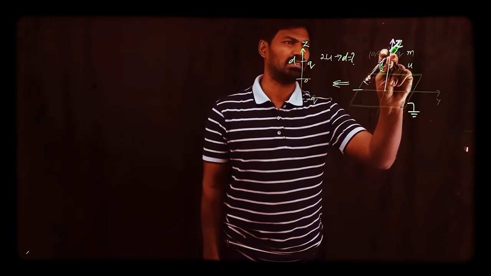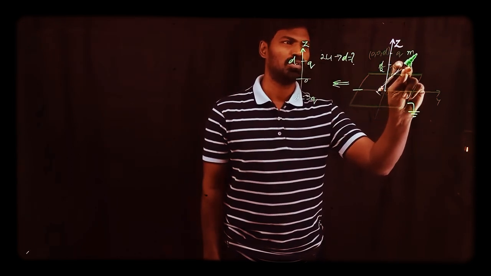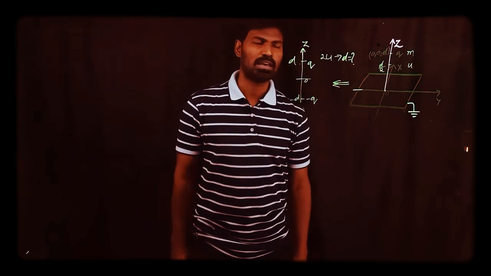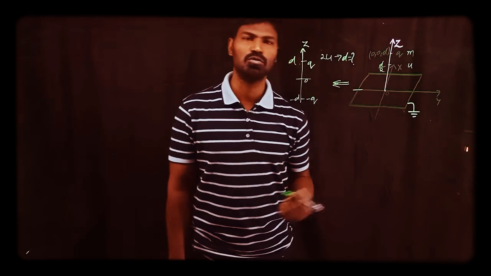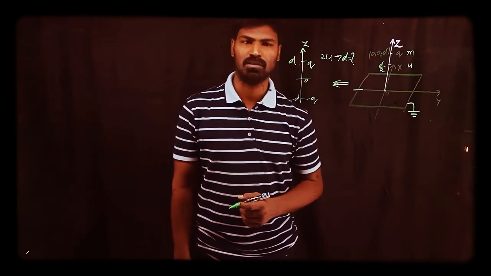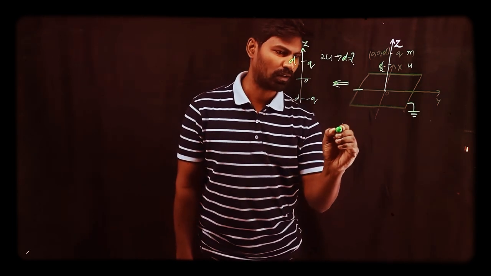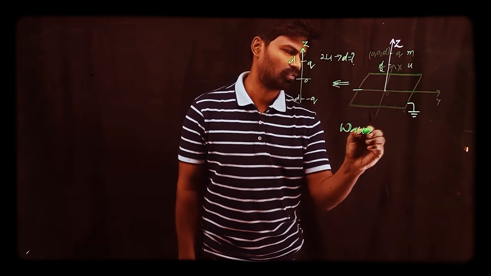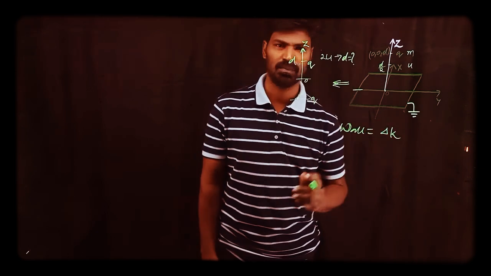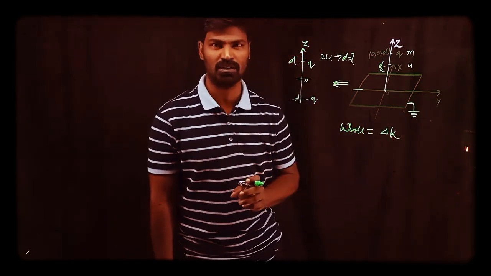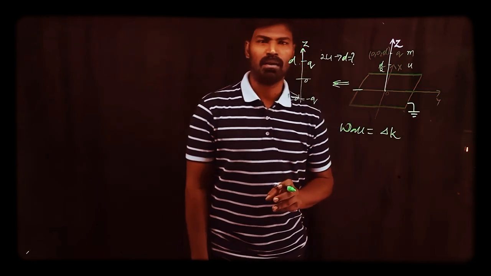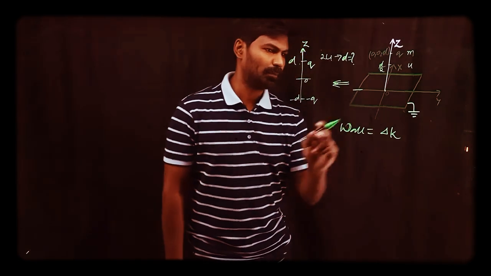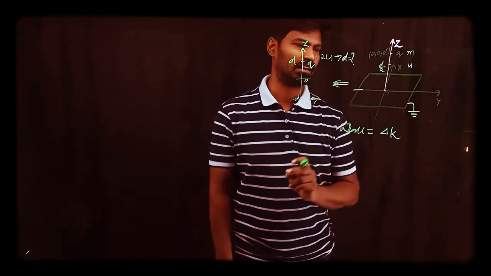The question is, when it is at a distance d by 2, if its speed is u, what should be its distance when its speed is 2u? To calculate this, I'm going to use the work energy principle. What is the work energy principle? Work done by all the forces is equal to change in kinetic energy. If you want a detailed discussion of this work energy principle, you can refer to my previous lectures related to work energy principle, which are available on YouTube.